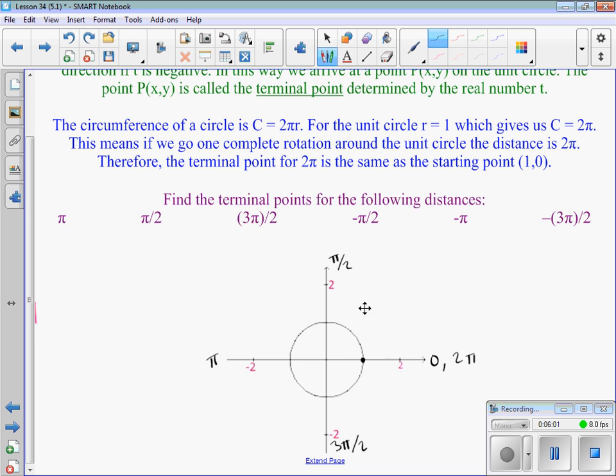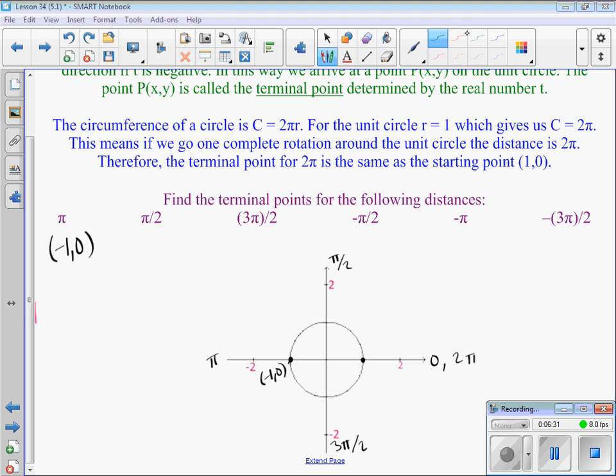So if I go pi around, don't I land right here? What's that coordinate point called? What's my x coordinate? -1, right? Because it's a unit circle. So this would be -1, comma, 0. So that's what I'm putting here. That's the terminal point. I'm going to allow you a chance to try these.